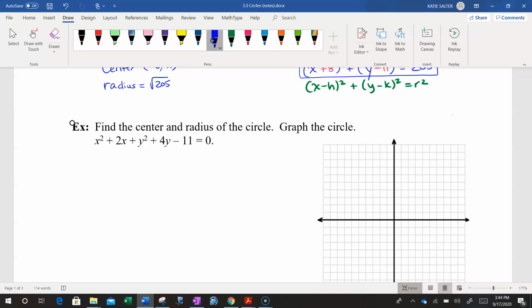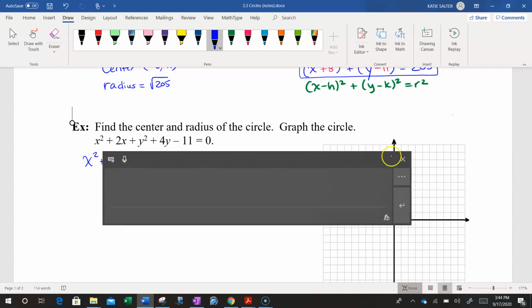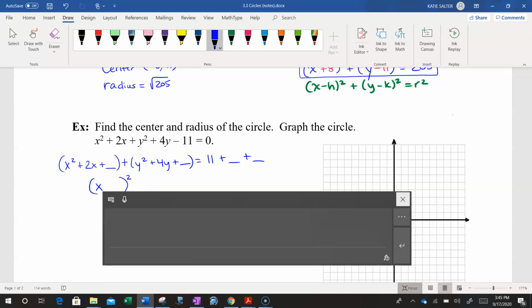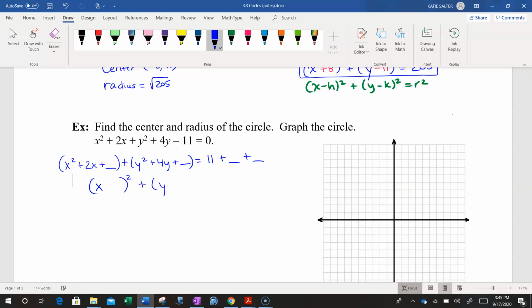Okay, so just like the last one, what we're going to do is group our x terms. So we have x squared plus 2x plus blank, plus y squared plus 4y plus blank. And then we're going to add that 11 to the other side. And since we have 2 blanks on the left, we're going to have 2 blanks on the right. And then we go into our completing the square. So if you want to go ahead and set it up, we know we're going to do it for our x's in this case, and also for our y's. So we can go ahead and set up those binomial squareds.